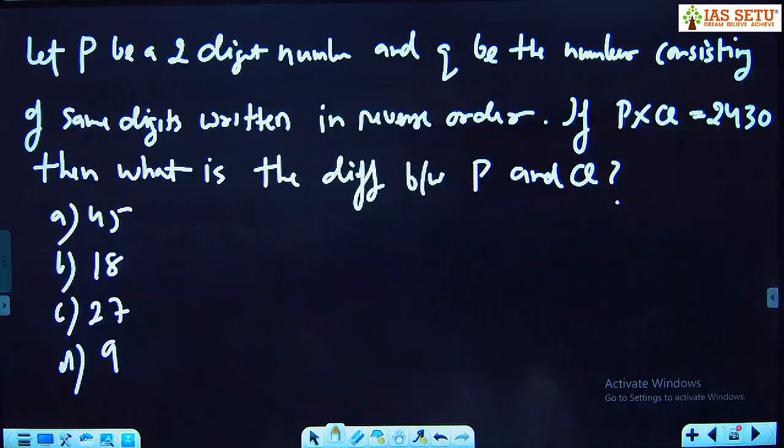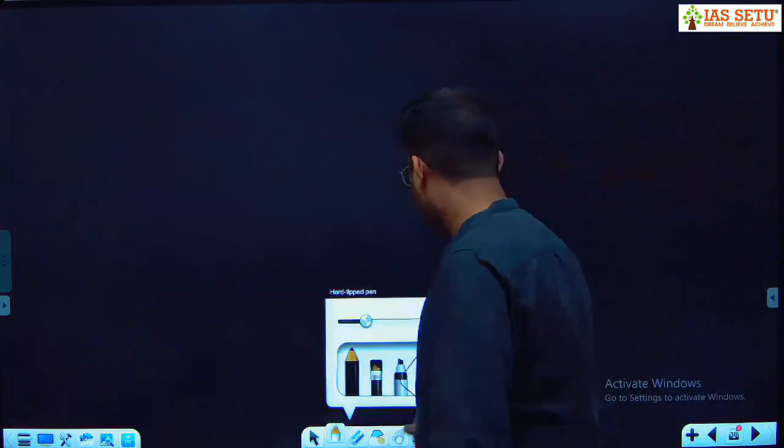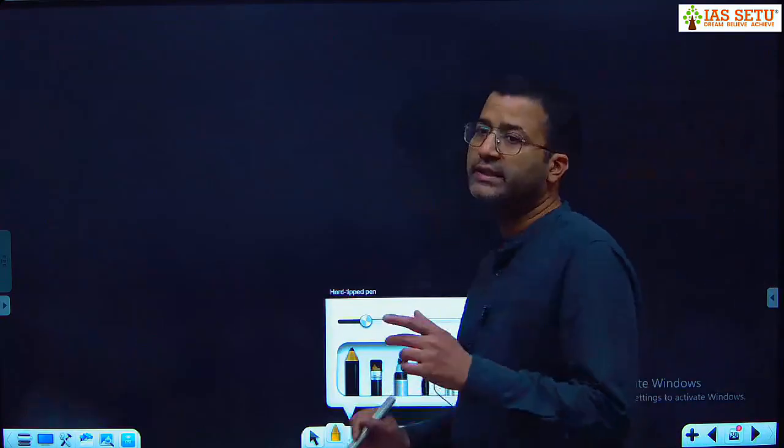Okay. After around 20 minutes, we will handle this question. जिसने लिख लिया, जिसका रह गया, don't worry. After the concept, I will show you this question again. Okay. Now, concept of two-digit and three-digit number.